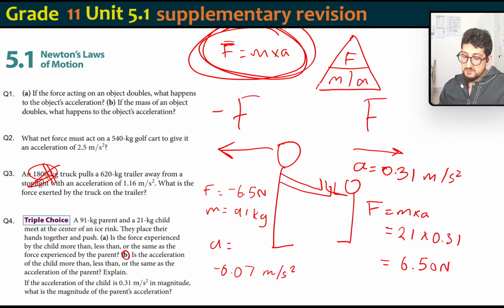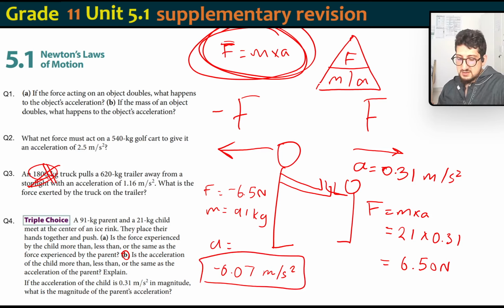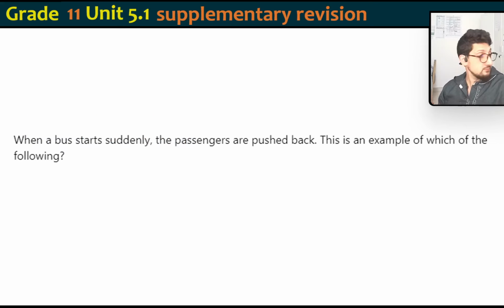Now here's the thing. I don't actually have to have the negative there because it's asking for the magnitude. You see that? So it's not even asking for the acceleration, it's asking for the magnitude of the acceleration. They're being nice. They just want the number. So that is technically correct, but really it's 0.07 is fine. Okay, let's move on.